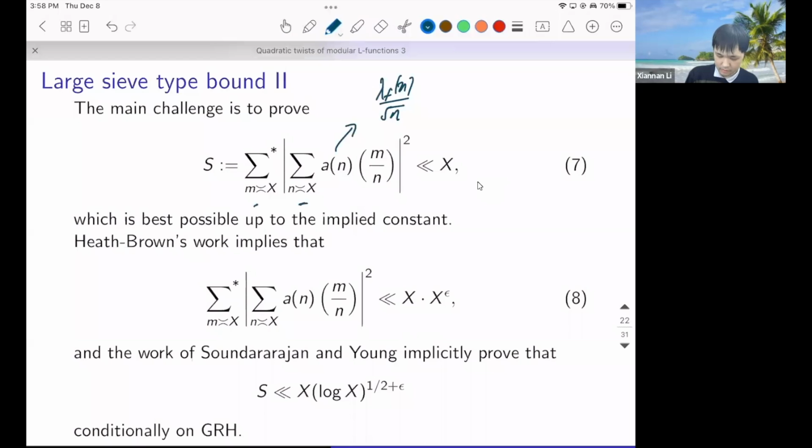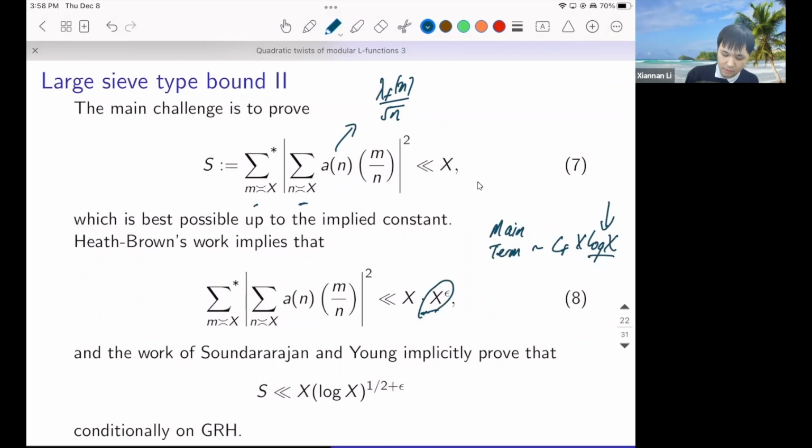This is the best possible bound up to the implied constant. Okay. There is actually a large sieve bound from Heath-Brown's work, which would imply x times x to the epsilon. But remember that the main term here is some constant times x log x. And the x to the epsilon will overwhelm any power of log x. So it's too large in this case. Okay, we cannot afford to lose an x to the epsilon. We can afford to lose some power of log x less than 1, however.